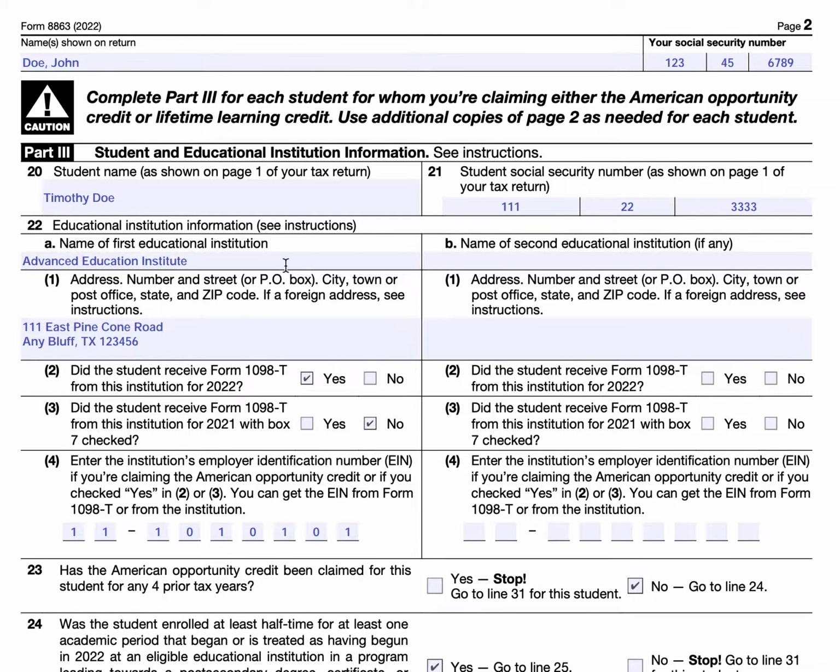Did this 1098 come with box 7 checked? Box 7 is where you have prepaid part or all of the next quarter's tuition. That's an important distinction, because you have a limited ability to prepay and claim that expense in the given tax year, so you just need to be careful about that.